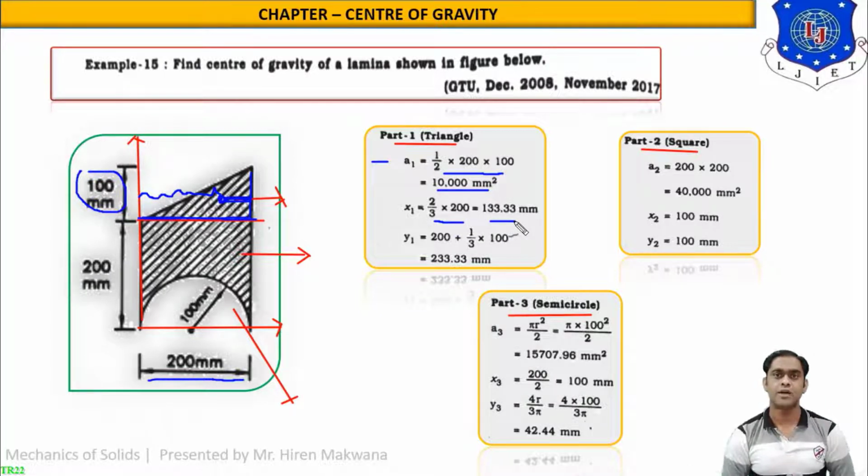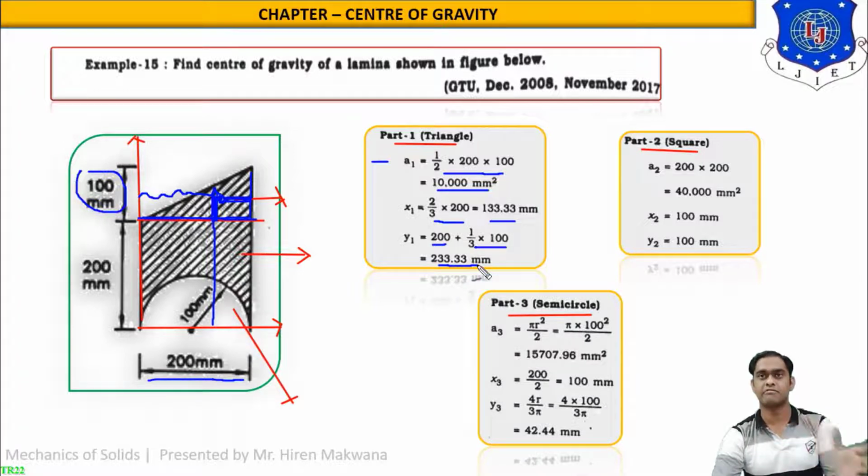Now what is y1 actually? Y1 means this same CG should be measured vertically. So this will be 100 by 3, and up to the bottom it is 200. So the total answer will be 200 plus 1/3 of 100. So the answer is 233.33 mm. So here it is y1.